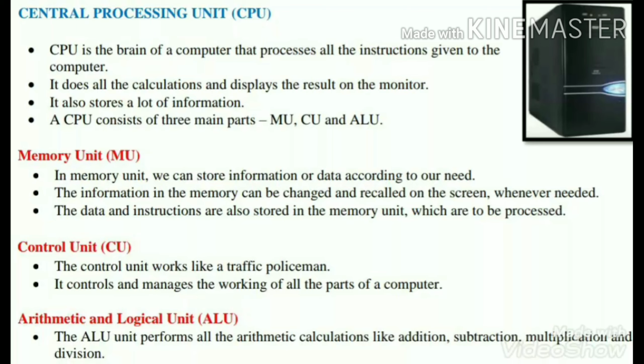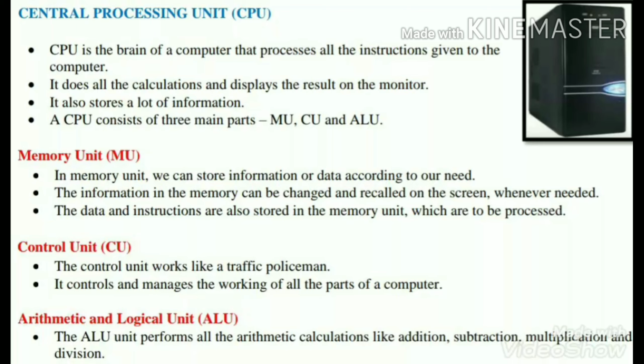Our central processing unit is mainly divided into three parts: MU, CU and ALU. MU, which is known as the memory unit, stores all the information and data as per our need. It can be changed, it can be saved, and it can be seen on a screen. The data and instructions which need to be processed are also stored in the memory unit, which is also temporary memory, as we have learned in our previous videos.